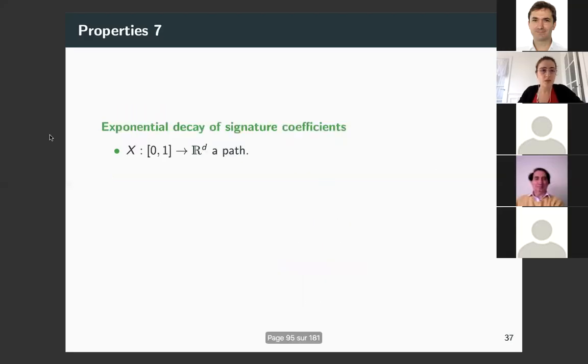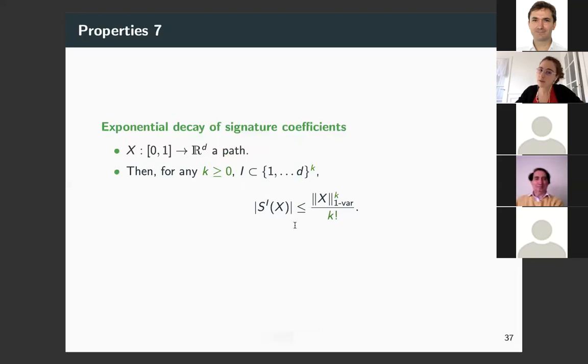Okay. Another nice property is that the size of these coefficients decreases exponentially fast. The size of coefficients of order k is bounded by the length of the path to the k over k factorial. This is important for approximation properties because, as I said, you always truncate the signature. So it means the parts you remove, from m+1 to infinity, have a small norm. So it's not a big issue for approximation to remove them.